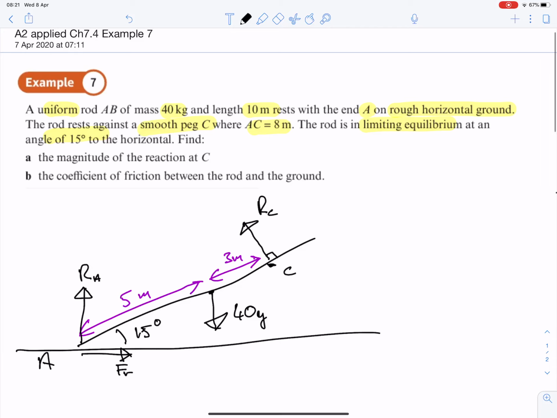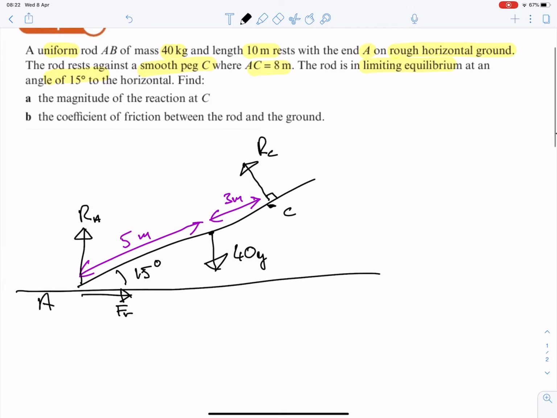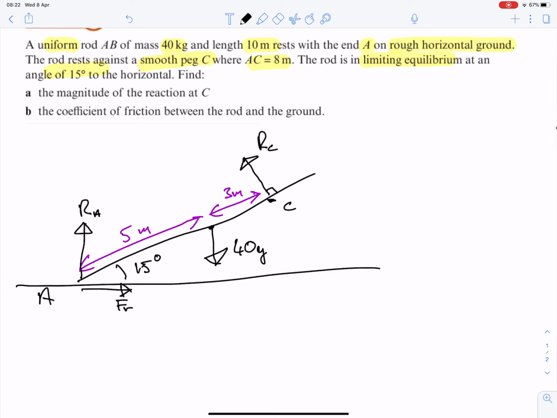Okay, so now we can try and answer the question. Find the magnitude of the reaction at C. So we've been asked to find the value of RC. Now our first instincts might be to resolve horizontally and resolve vertically, and there would be nothing wrong with that, and I suspect we'll have to do that for part B anyway. So if you chose to do that first, it wouldn't be wrong.